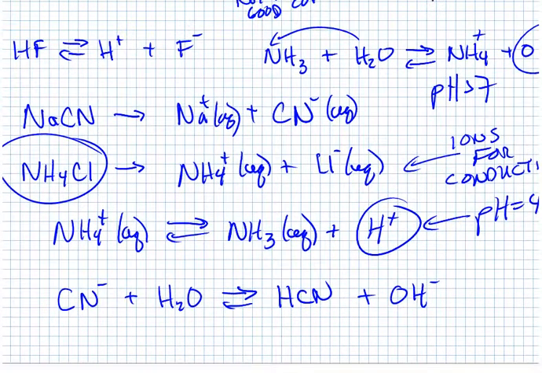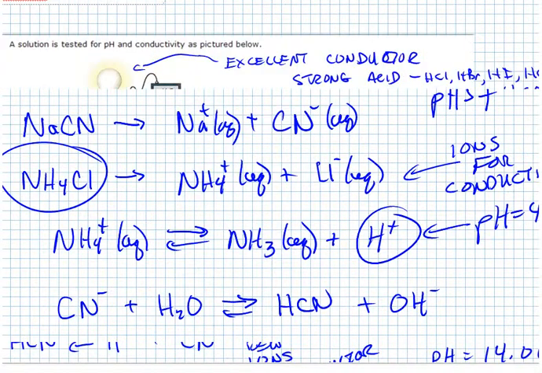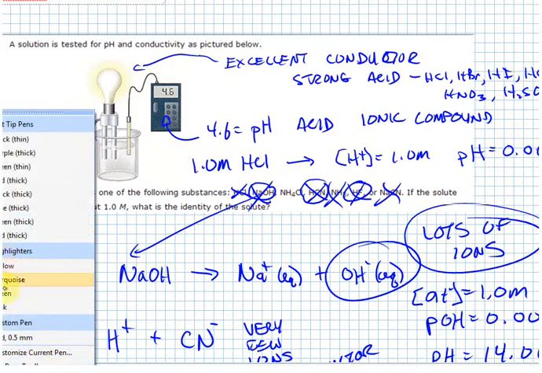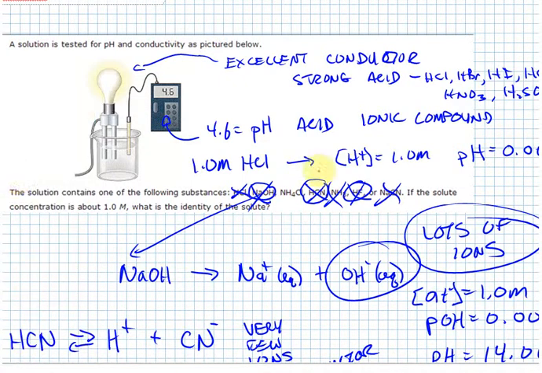All right? I hope this little discussion helps you understand how to use some chemical logic without necessarily doing any calculation. No calculation required. The process of elimination allowed us to come up with the realization that the only compound that could give us the combination of conductivity and pH would be ammonium chloride. All right? Excellent. Beautiful question.